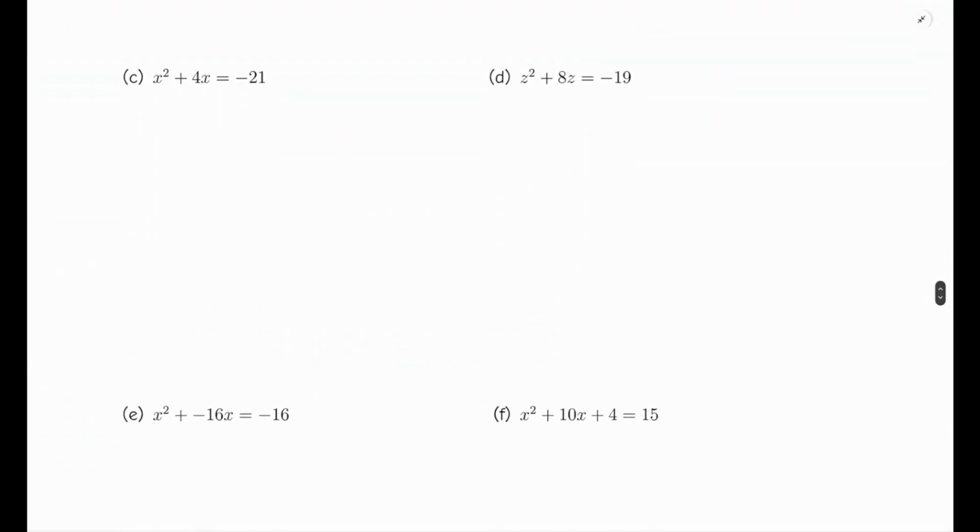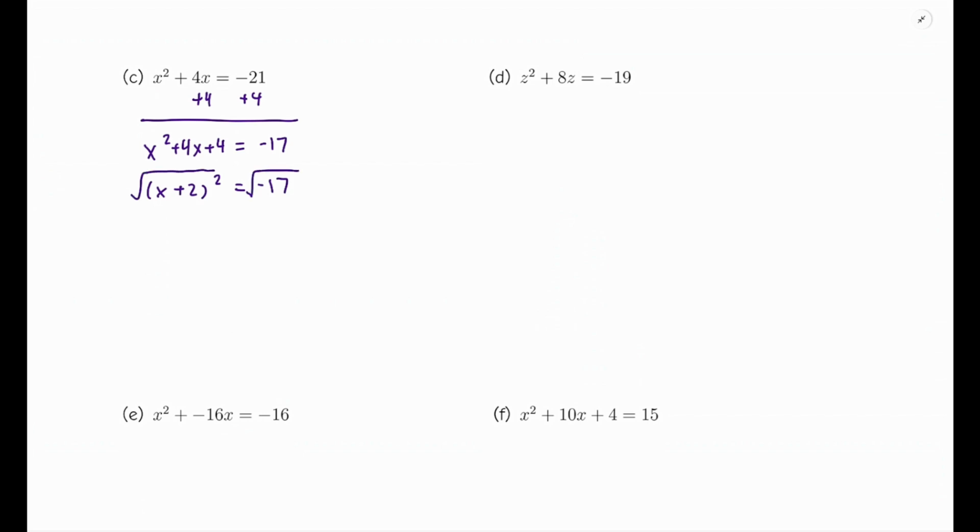x squared plus 4x equals negative 21. Well, we've already done x squared plus 4x, so I know I have to add 4 to both sides. We get x squared plus 4x plus 4 is equal to negative 17. Factor that left-hand side, we get (x plus 2) squared equal to negative 17.